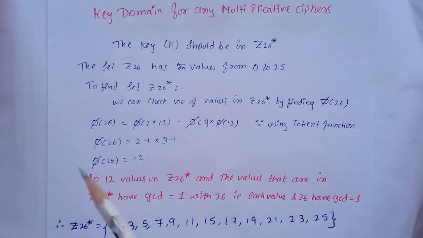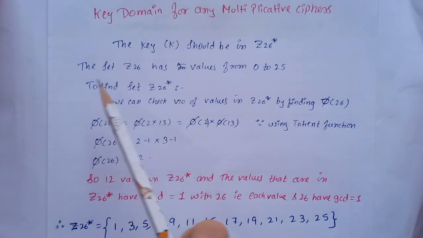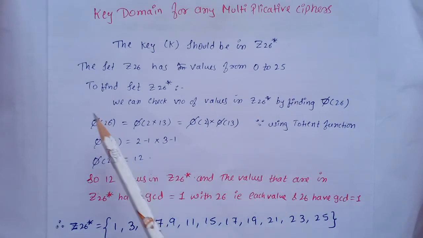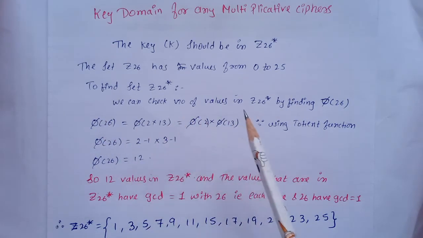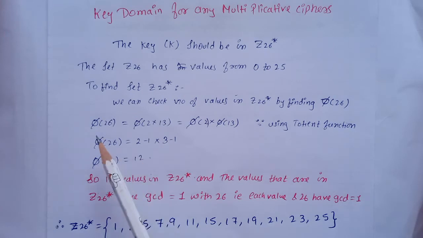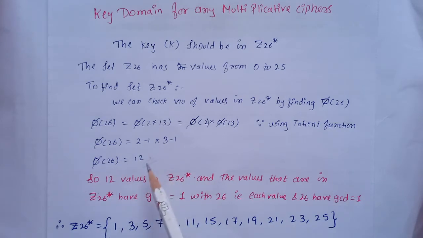So the key domain for any multiplicative cipher, as I said, is that the key should lie in Z26 star. We know that the set Z26 has the values from 0 to 25. To find the number of values in Z26 star, we can use phi of 26. How did we find phi of 26? Using the totient function, phi of 26 is 12. So 12 values lie in Z26 star.